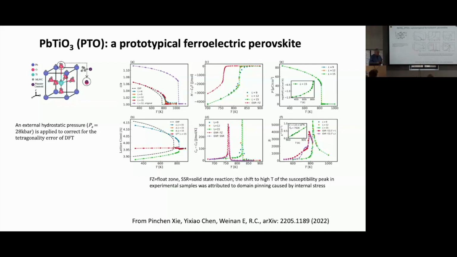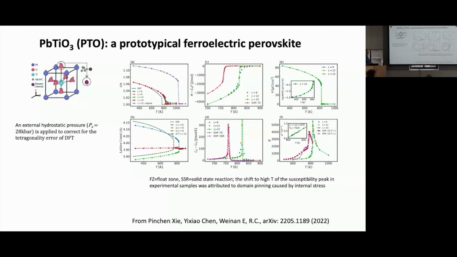In the tetragonal phase, there are chemical bonds that form and compete with the ionic forces, and DFT overestimates the strength of the bond, and so overestimates the tetragonality. It was already suggested many years ago by David Vanderbilt that a way to correct for this hyper-tetragonality error is by applying an external hydrostatic pressure to the system.